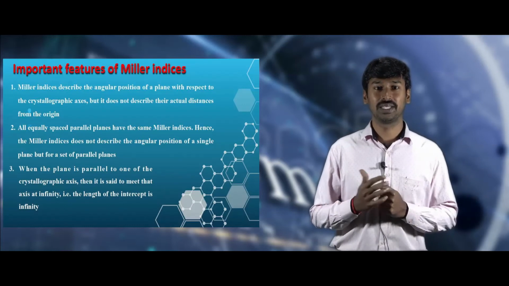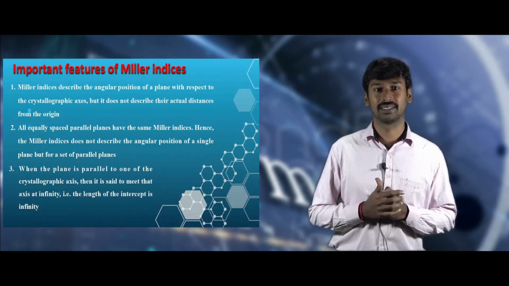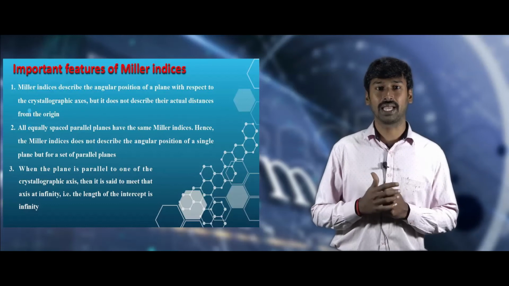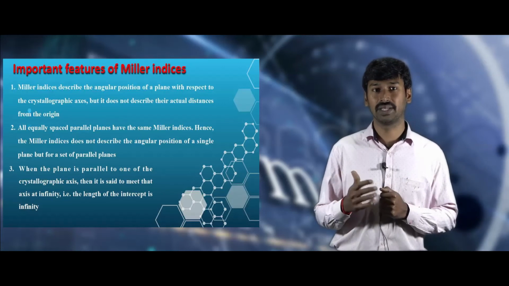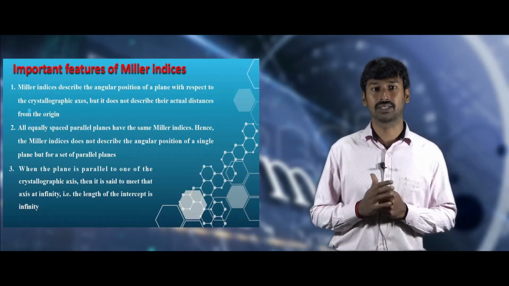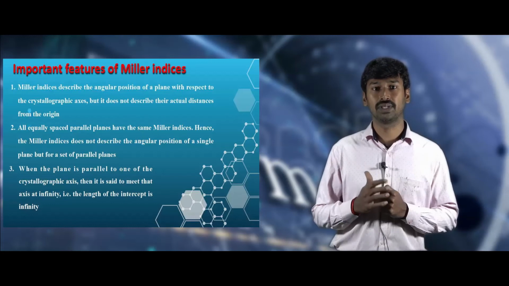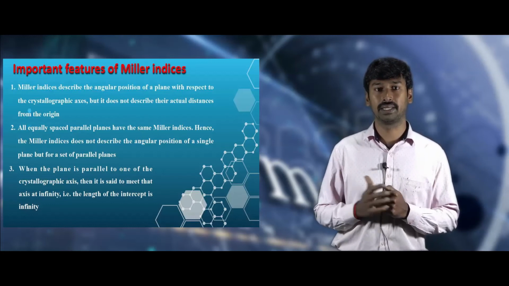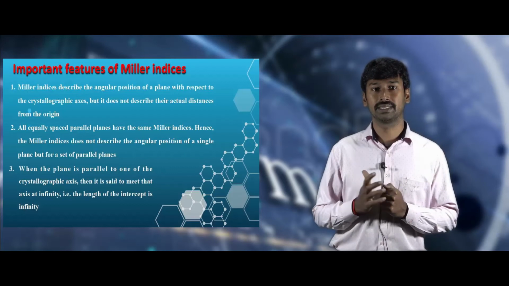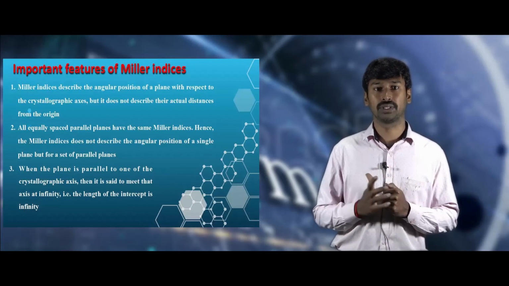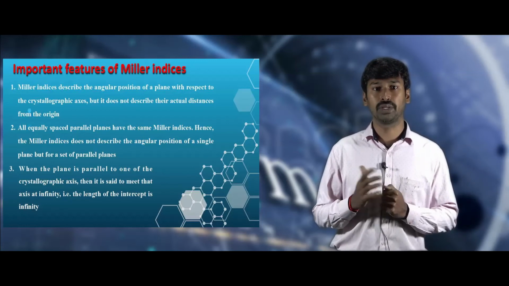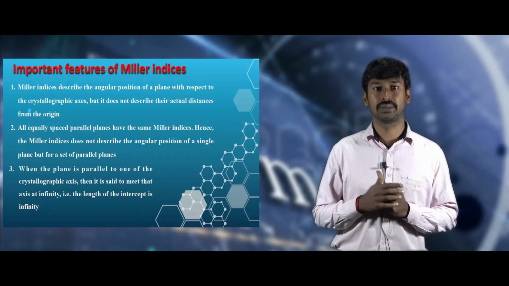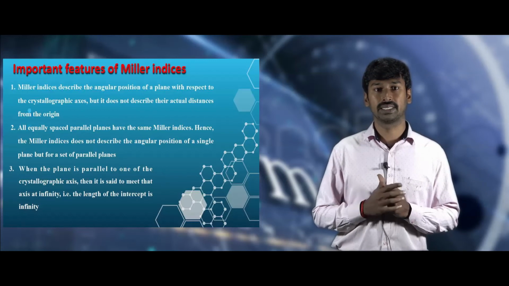Next we are going to see about the important features of the Miller indices. These Miller indices describe the angular position of the plane with respect to the 3 crystallographic axes, that is x, y, z. But it does not describe the actual distance from the origin. All equally spaced parallel planes have the same Miller indices. Hence the Miller indices describe not a single plane but a set of planes. When these planes are parallel to any one of the axes, then we can say that it meets that axis at infinity. That is, the length of that intercept is infinity.